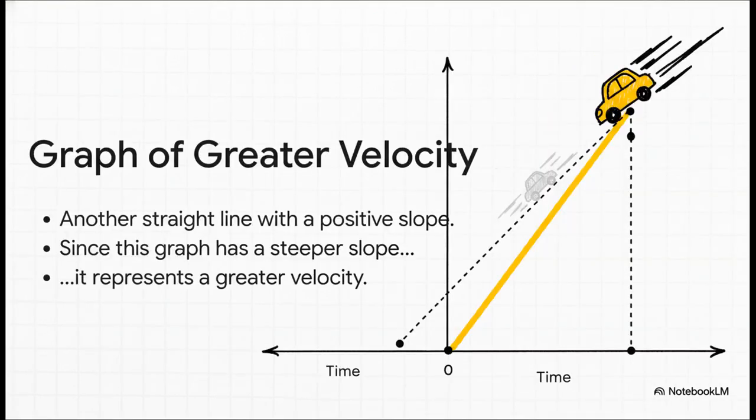Now what about this one? See how much steeper that line is? Well, that steeper slope means a greater velocity. This object is covering a lot more ground in the same amount of time. It's just plain moving faster than the one in the last graph.